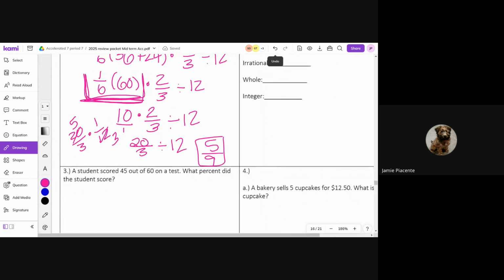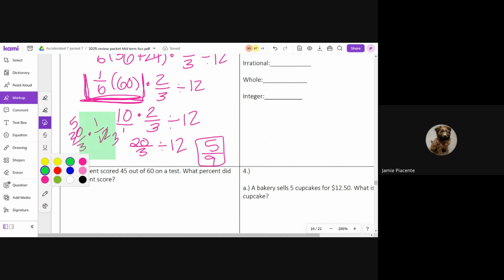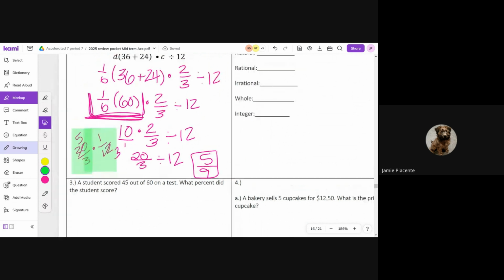Again, this little section right here, you do not need to have that work. I just physically don't have the calculator in front of me. You can just write 20 over 3 or the mixed number if you wanted. That would have been fine.